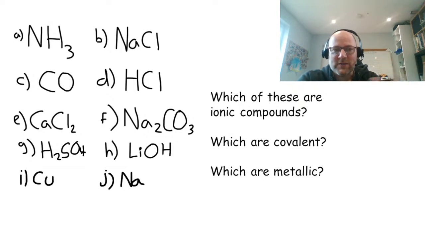We've got these last two here, I and J. We've got Cu, which stands for copper, and Na, which stands for sodium. They're both metals, so they're metallic substances. They have metallic bonding.